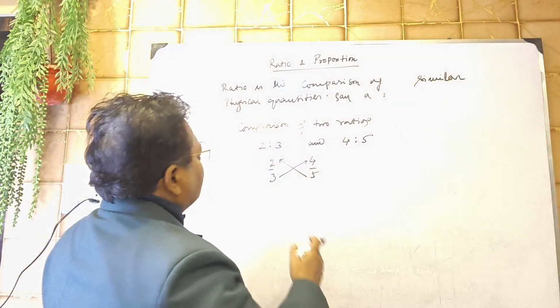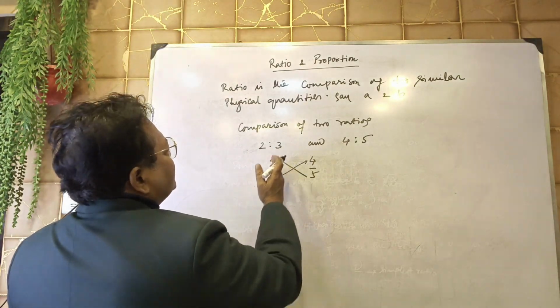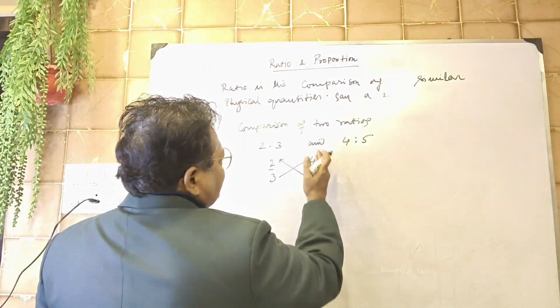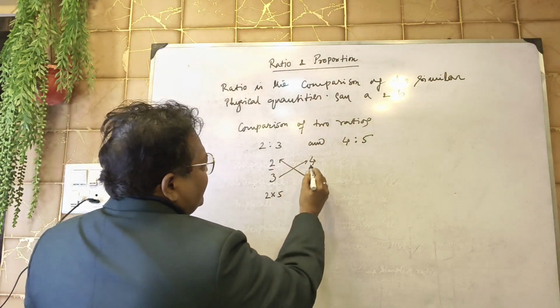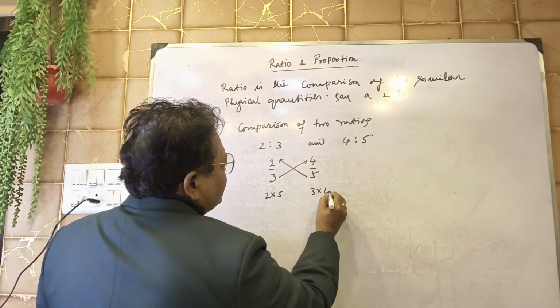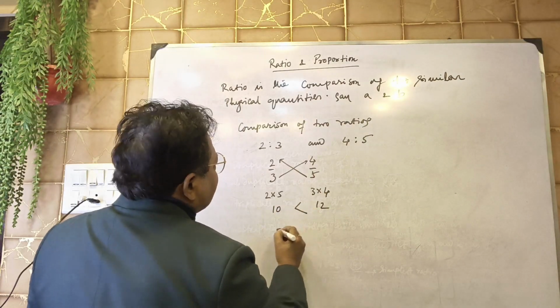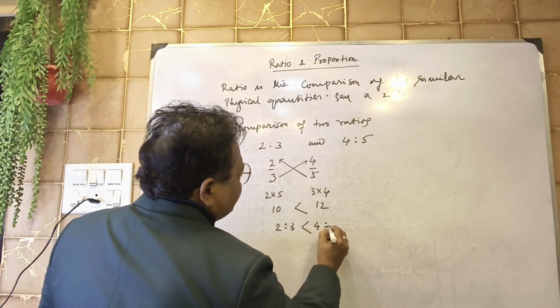You will write the left side ratio in fraction form, and the right side ratio in fraction form, then cross multiply, that is 2 into 5, and here you will write 3 into 4. So it is 10 and it is 12. 10 is less than 12. So 2 is to 3 is less than 4 is to 5.